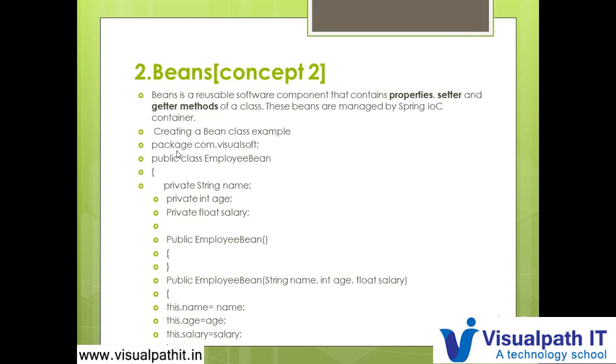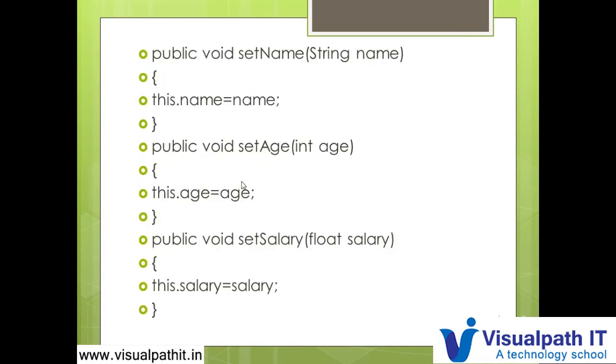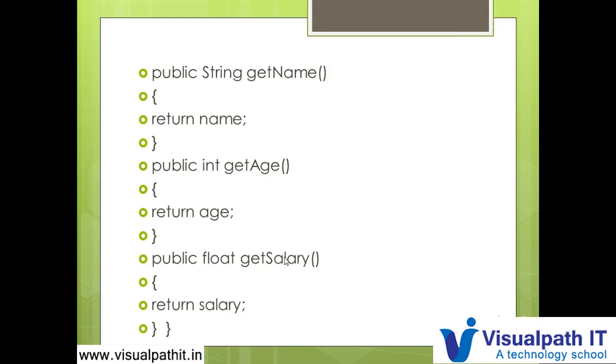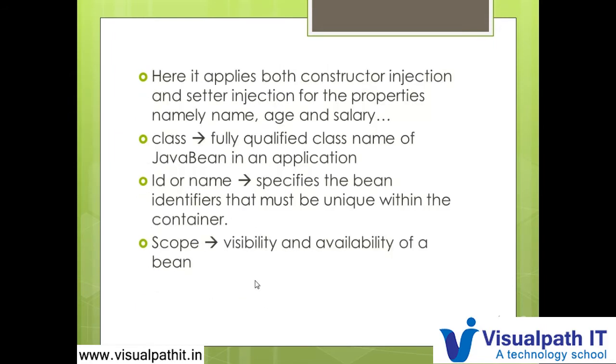If we consider, see here within this package, com.visualsoft, we are having public class EmployeeBean. EmployeeBean is a class which contains name, age and salary. So all these three are the different attributes. Here we are having the default constructor. Here it is having the argument based constructor, where we are initializing each and every attribute, name, age and salary. So we are using the setters and getters. We are setting this and getting all the details, that is, returning.